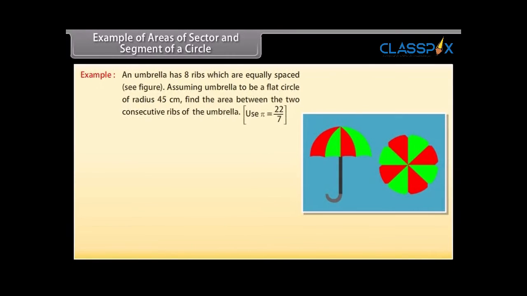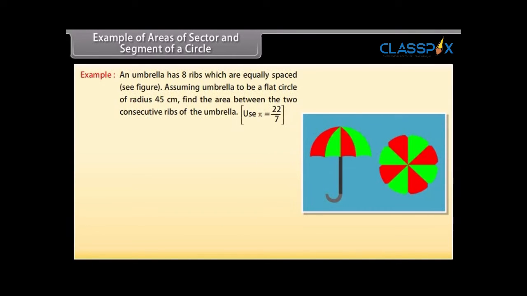Example. An umbrella has 8 ribs which are equally spaced. See figure. Assuming umbrella to be a flat circle of radius 45 cm, find the area between the two consecutive ribs of the umbrella. Use pi as 22/7.